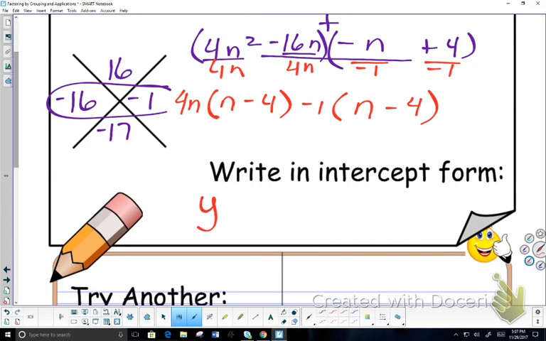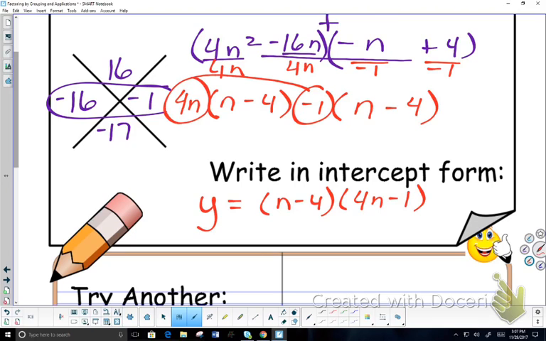So I have y equals n minus 4. And then my other one would be 4n minus 1. Remember, your parentheses are one of them, and your outsiders are the other. Intercept form would be written just like this.